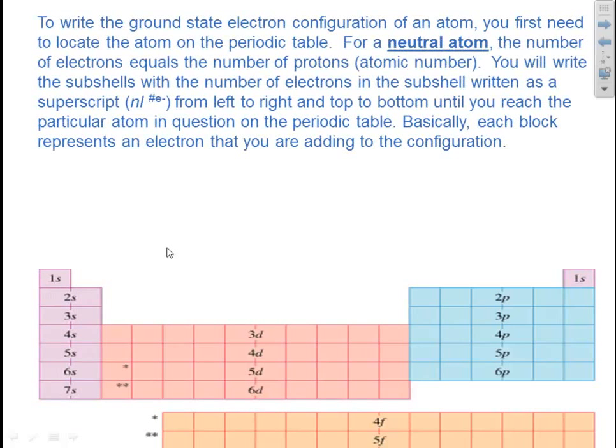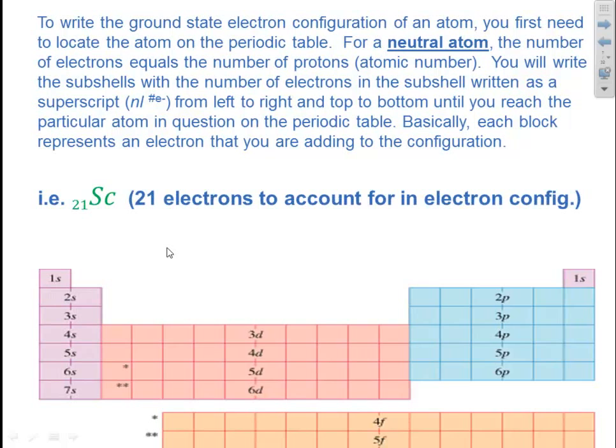So, to write the ground state electron configuration of an atom, you first need to locate the atom on the periodic table. For a neutral atom, the number of electrons equals the number of protons, the atomic number. You write the subshells, n, l, with the number of electrons in the subshell written as a superscript, from left to right and top to bottom until you reach the particular atom in question on the periodic table. Basically, each block represents an electron that you'll be adding to the configuration.